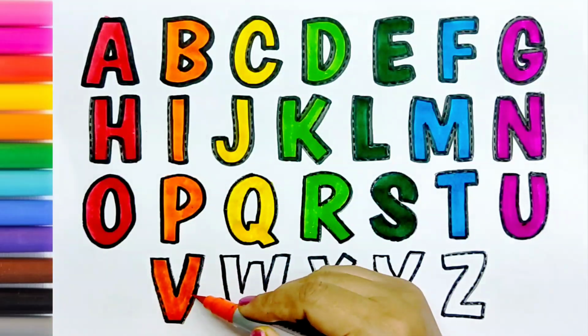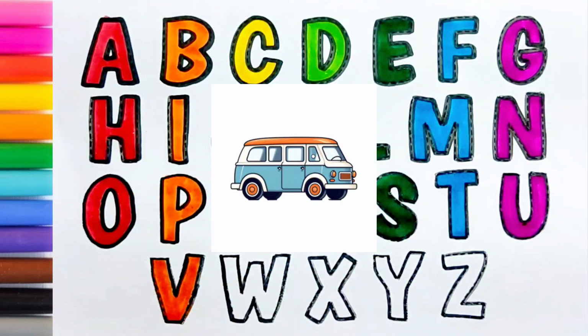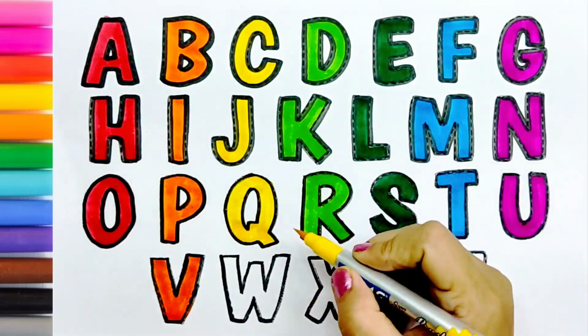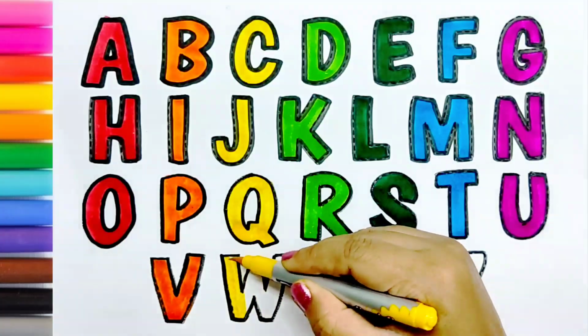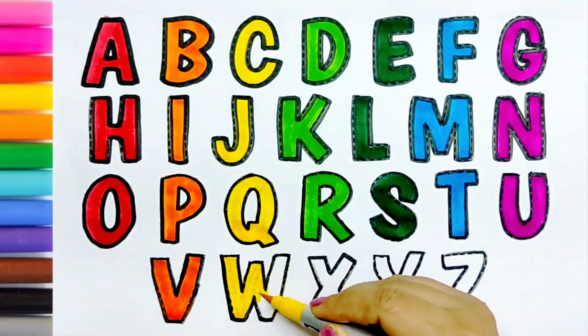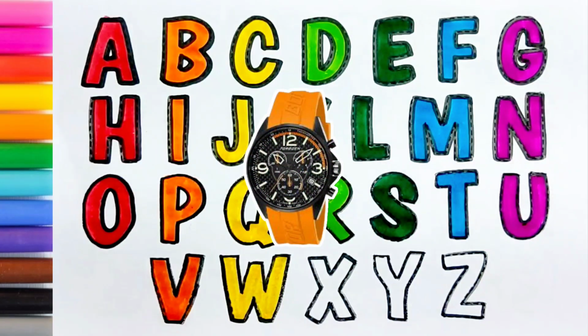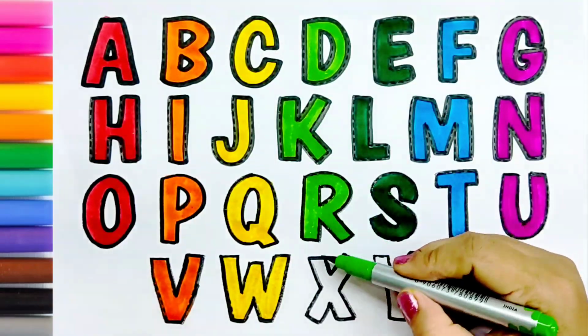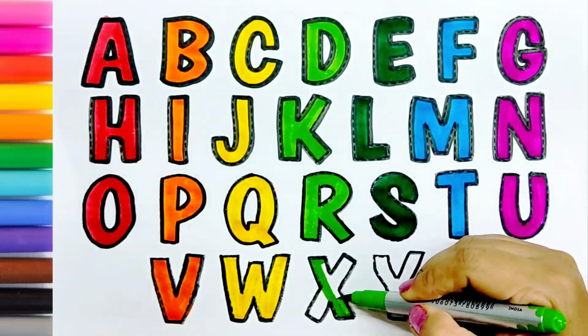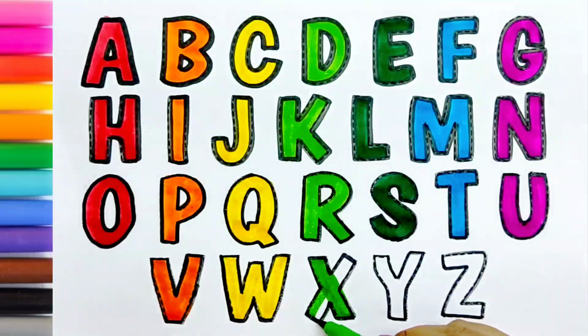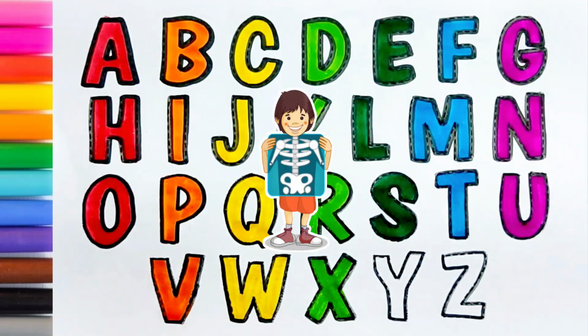V for fan. Yellow color. W for watch. Light green color. X for X-ray.